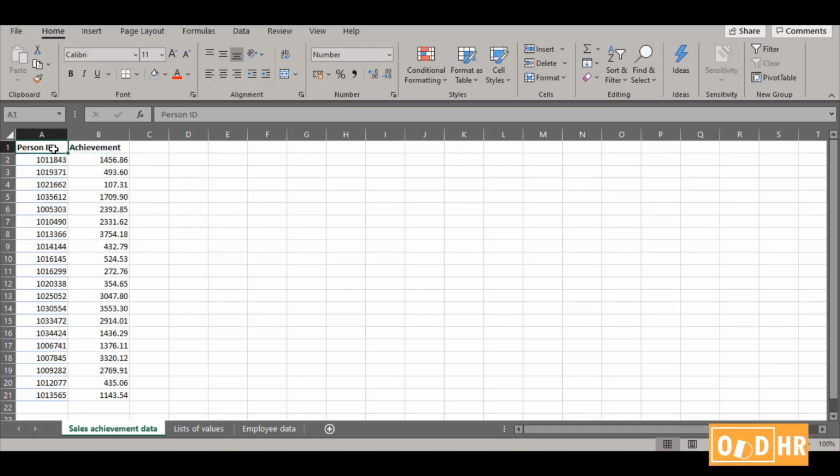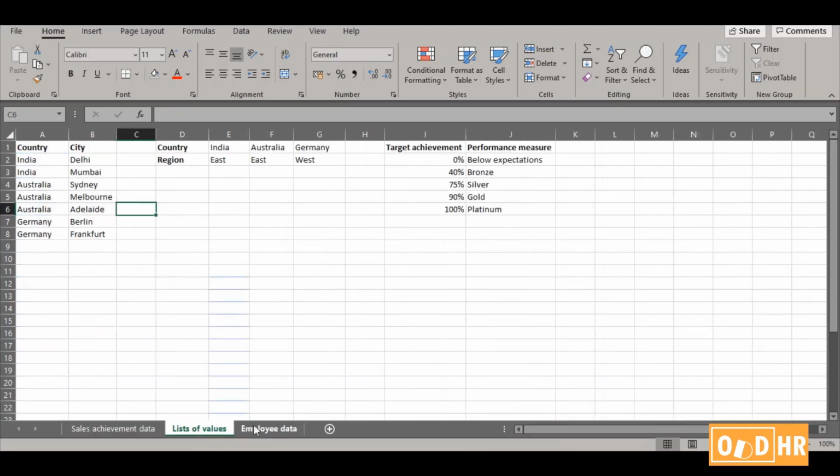So we will use this as the base of all our functions, and then in the other sheets we will look at what are the lists of values that we will be referencing in our project. So here is the second tab where we have the lists of values, and the first list that you see has the names of countries where this company operates in, and what are the cities within these countries where you have your employees doing their sales.